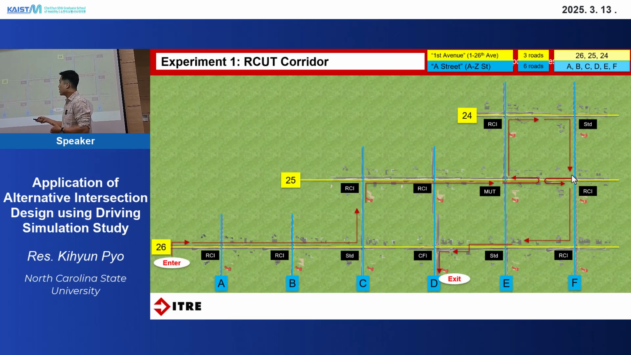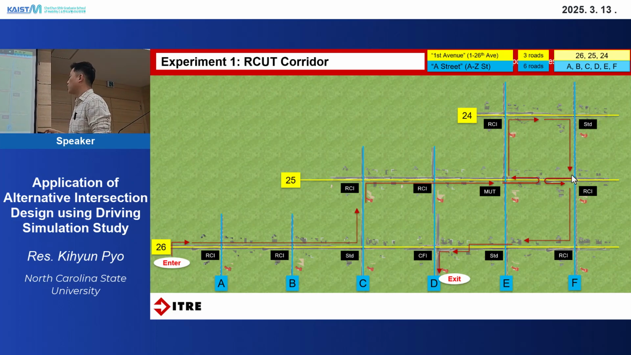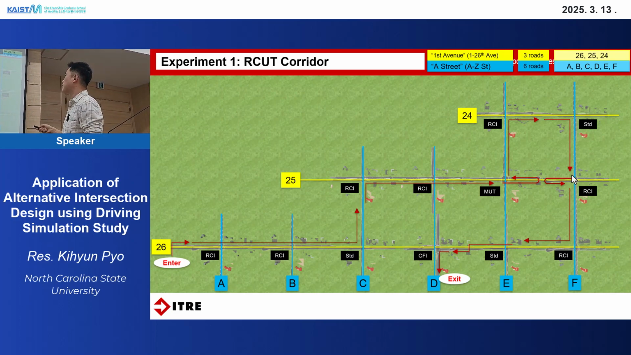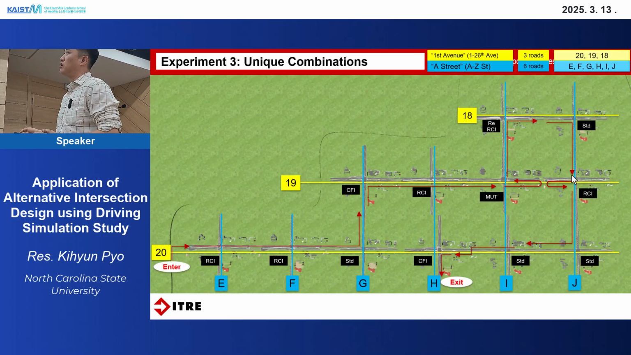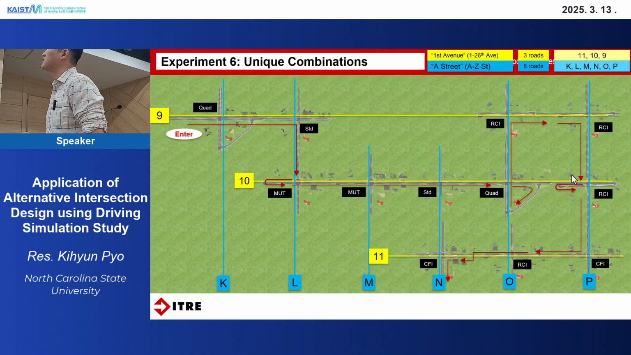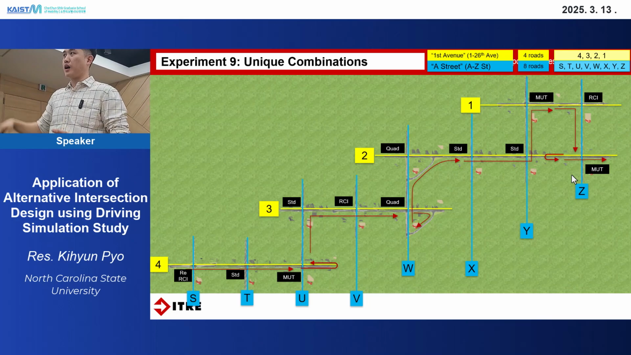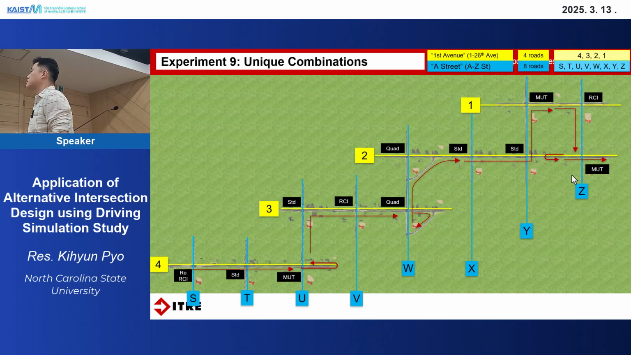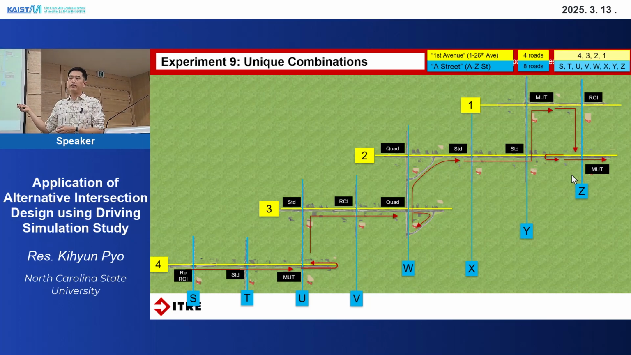As you can see here, the driver started here and went through a total of 12 intersection types, like this. It's like an escape maze, right? So there are the second one, third one, fourth, 5, 6, 7, 8, 9. They're totally different experiment types. So one participant, one driver, went through a total of 9 experiments for 3 hours.